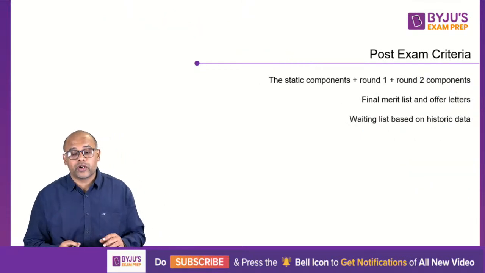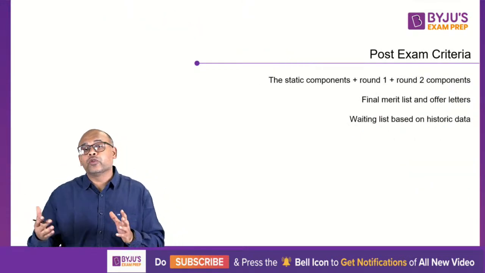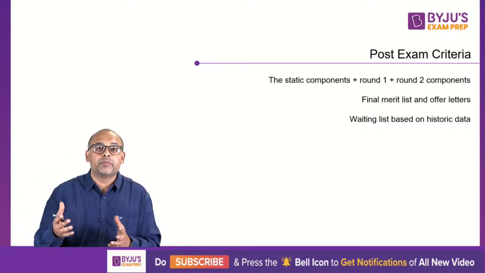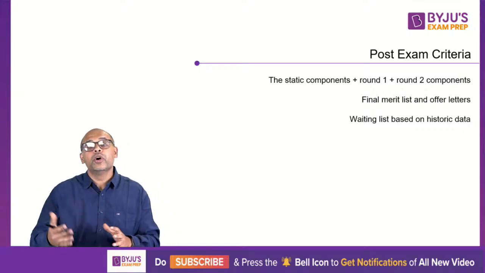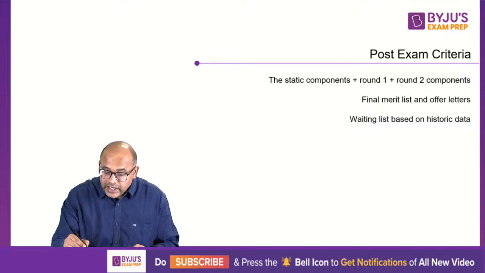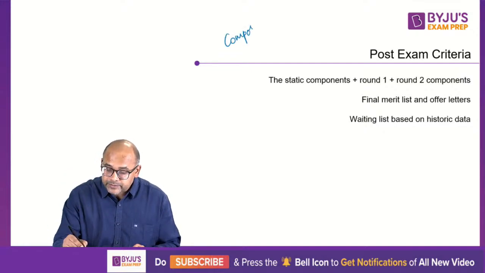Now, what happens in your round 2? How is the calculation done in round 2? So you got a call. Let's say you are one of the 4,000 people or 2,000 people who got an interview call. So you go, you give your interview. Now, after the end of round 2, once again, a composite score is calculated.